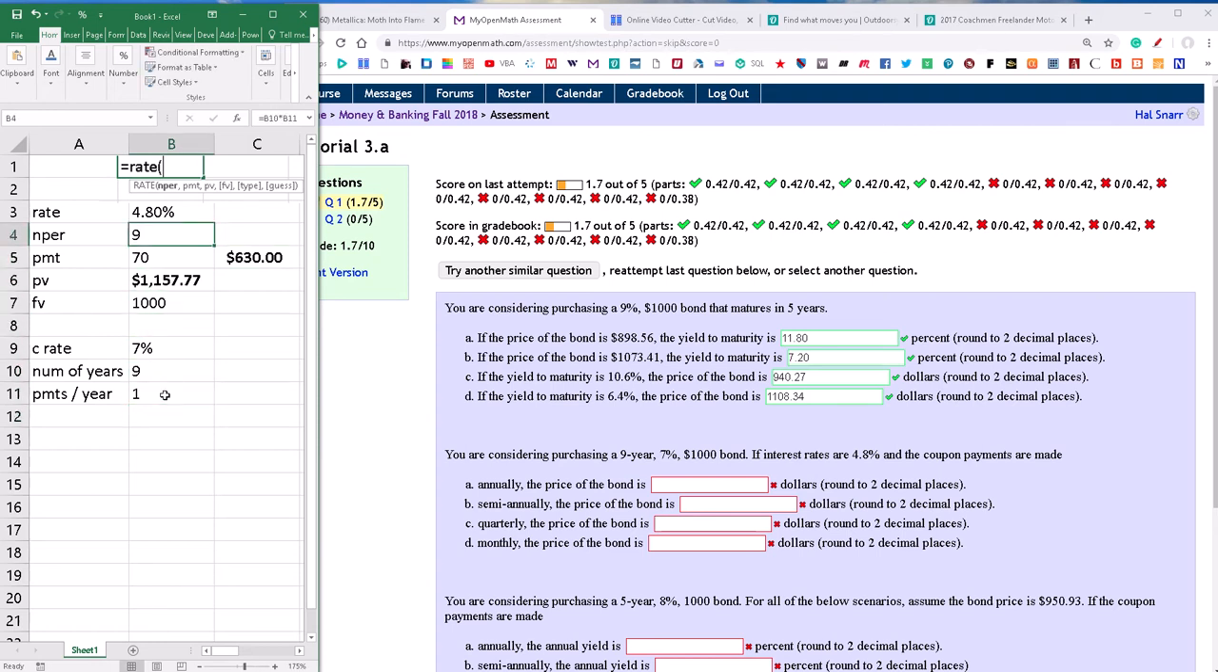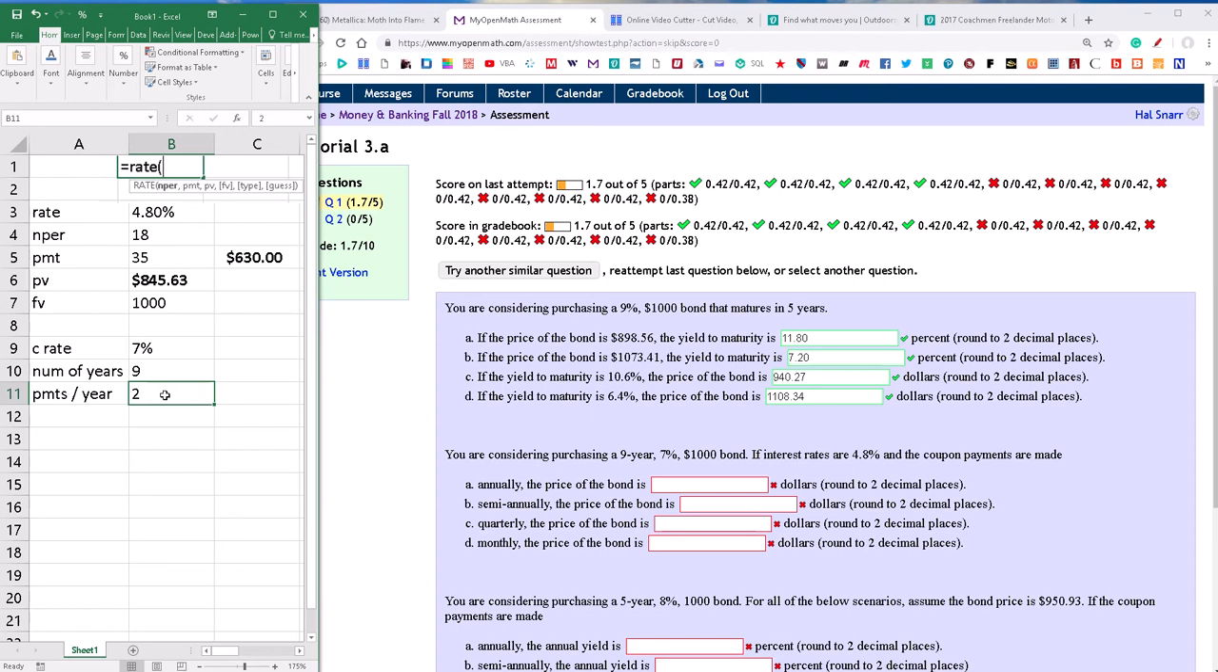So if I multiply 70 times 9, I get $630 in payments, right? So total payments is $630. I'm getting $70 every year for 9 years. If that $70 is spread over 2 payments in a given year, the number of payments doubles and the payment itself halves, but the total payments is still $630.